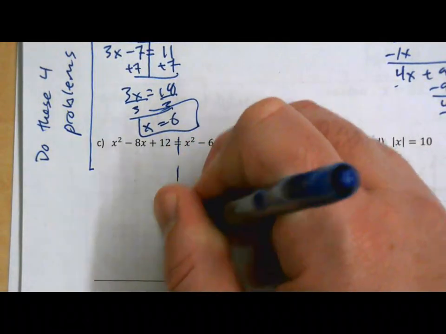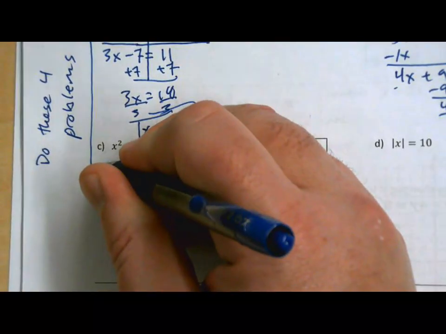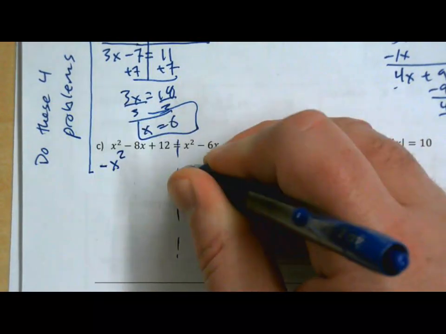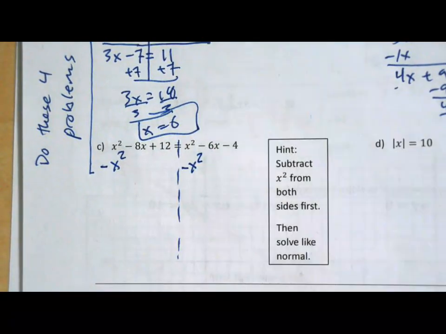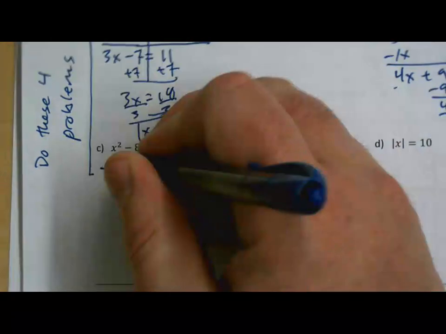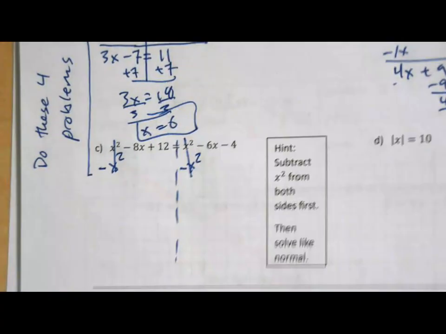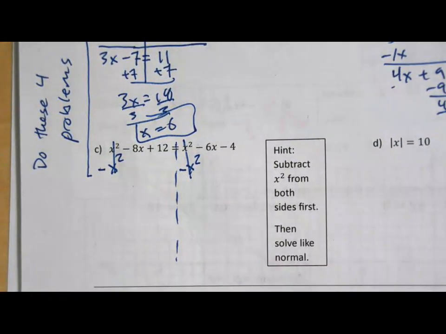My hint to you in the little box there was do minus 1x squared on both sides. Minus x squared on both sides. That means this one's going to go away and this one's going to go away. And now that looks an awful lot like part A, doesn't it?